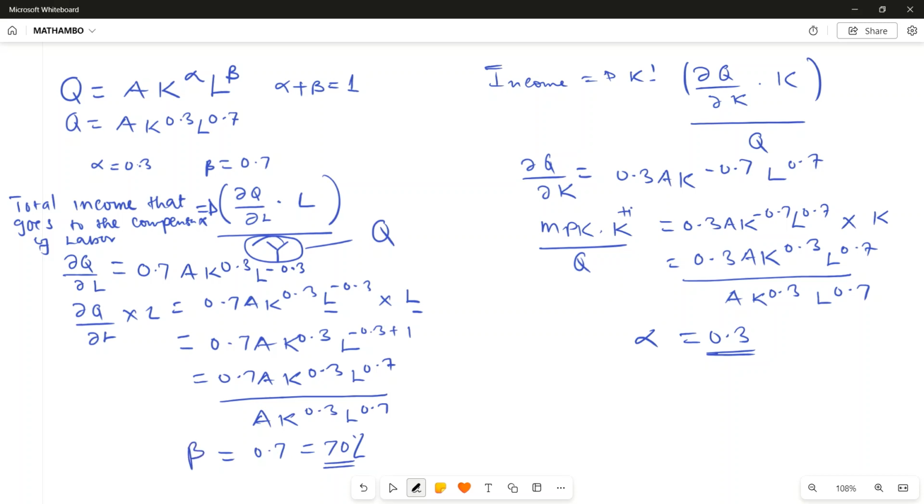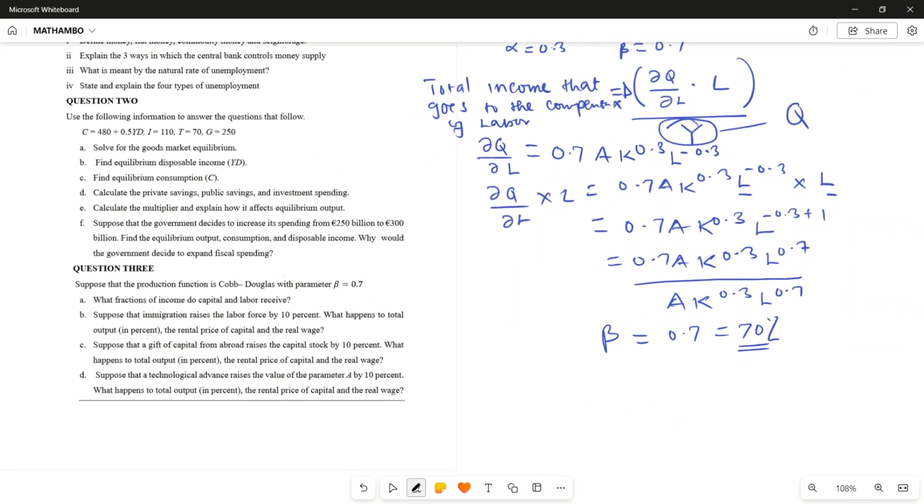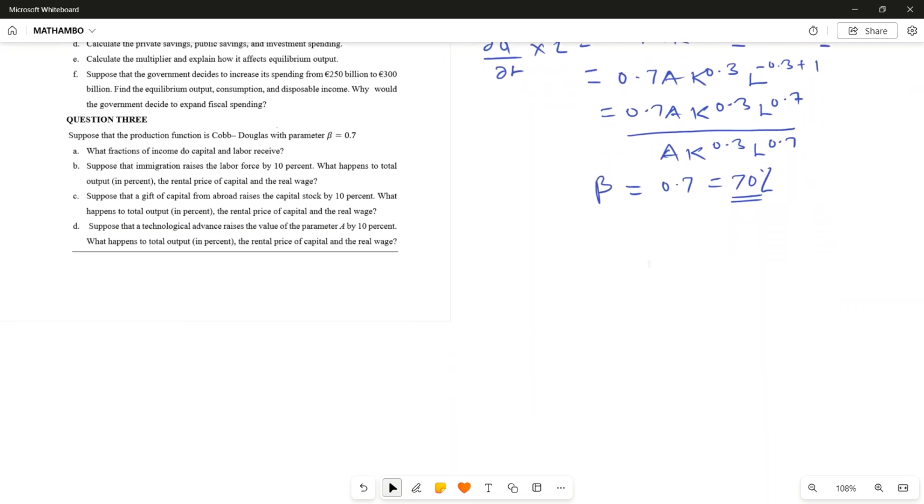And these show that alpha equal to 0.3 shows that 30% of total income goes to the compensation of capital. Okay, so this is how we solve part A. So that is how we solve part A.